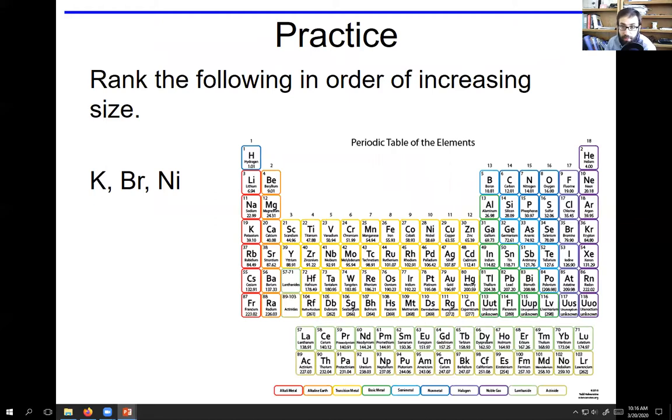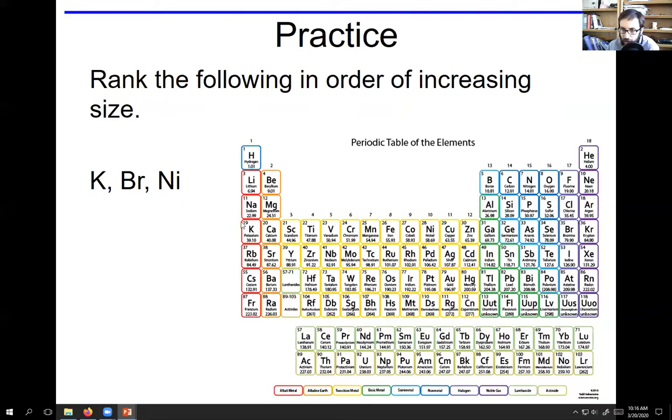So a very simple practice problem would be: rank the following in terms of increasing size. There's your periodic table. We're given potassium, bromine, and nickel. These aren't ions. These are just neutral elements. So let's look. We've got potassium here, number 19. We have bromine, 35. And then we have nickel.